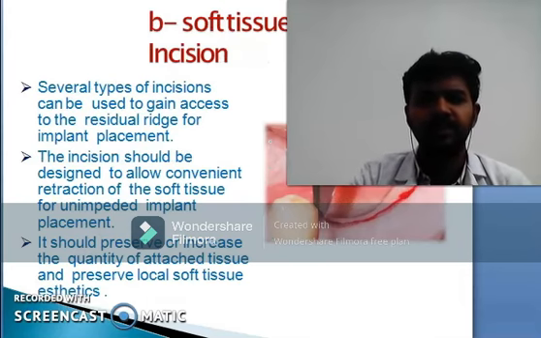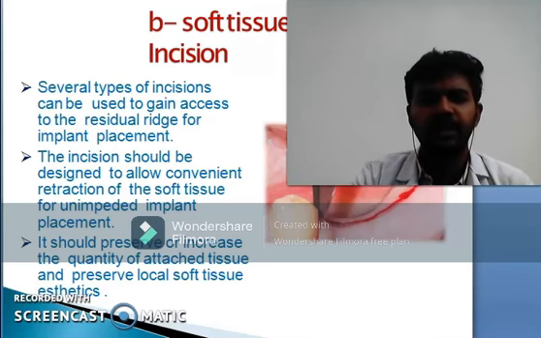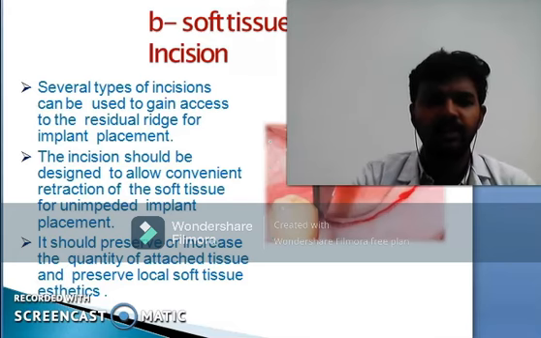Soft tissue incision: several types of incision can be used to gain access to the residual ridge for implant placement. The incision should be designed to allow convenient retraction of the soft tissue for unimpeded implant placement. It should preserve or increase the quantity of attached tissue and preserve the local tissue esthetics.